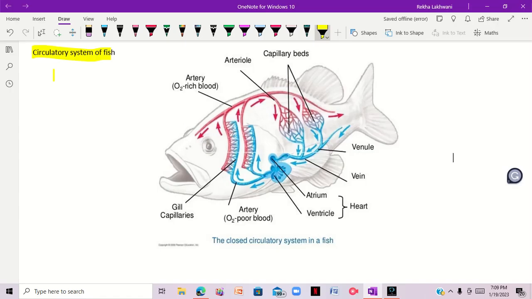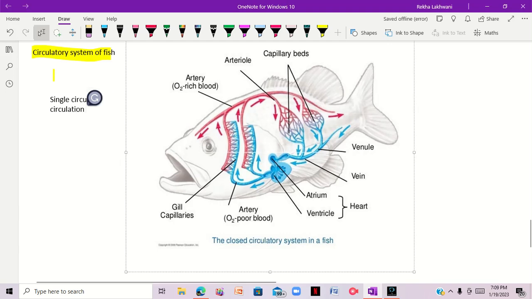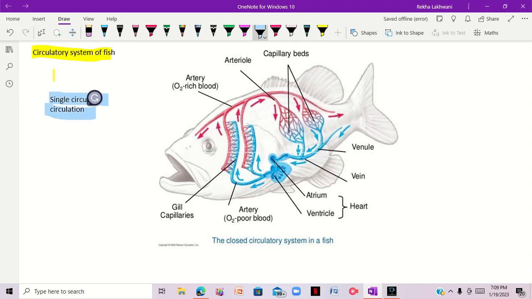Circuit circulation. It has single circuit circulation. Now, what does that mean? What is the meaning of single circuit circulation?